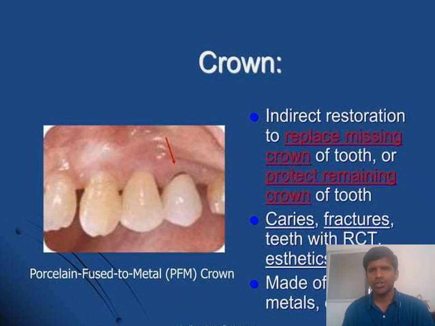Coming to crown restorations, it is an indirect restoration to replace the missing crown of the tooth or protect the remaining crown structure of the tooth. In case of caries or fractured teeth, which may involve RCT, in order to both replace the tooth structure lost and also for the aesthetics, we place crowns. It's made usually of metals or zirconia.